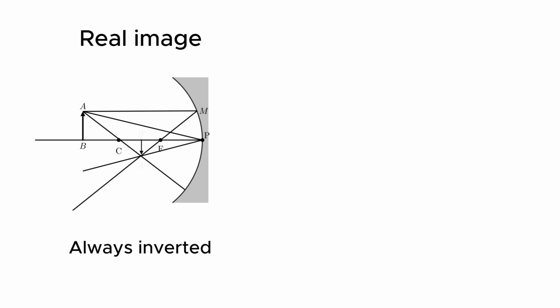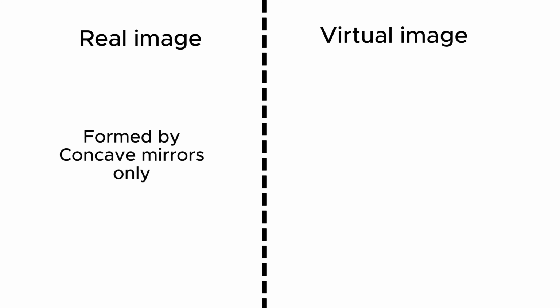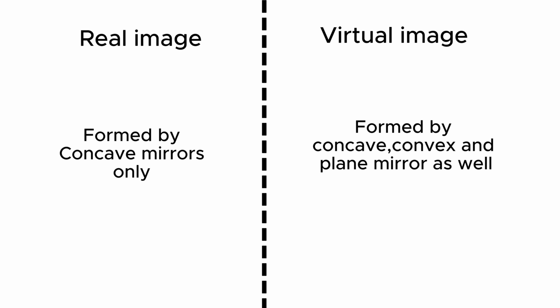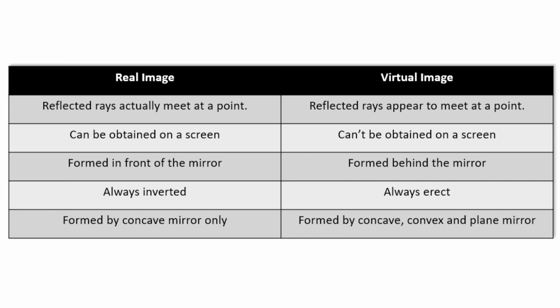A real image is always inverted, whereas a virtual image is always erect. A real image is formed only by a concave mirror. However, a virtual image can be formed by concave, convex and plane mirrors also. This table summarizes all the differences.